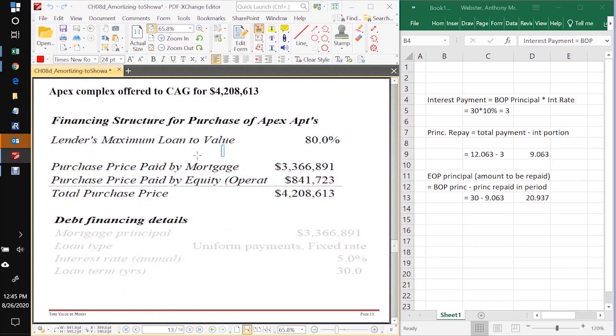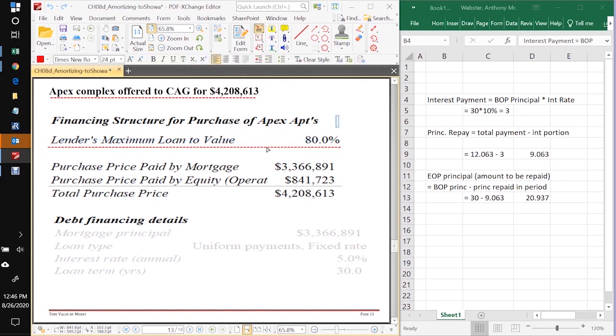Okay, so with that in our back pocket, this off-campus housing apartment complex is offered to Core Asset Group after they've negotiated and all that for about 4.2 million. And so then they go out to lenders, mortgage lenders, right? And the first thing the lender says is, what's the loan to value going to be, the maximum loan to value I'll give this.